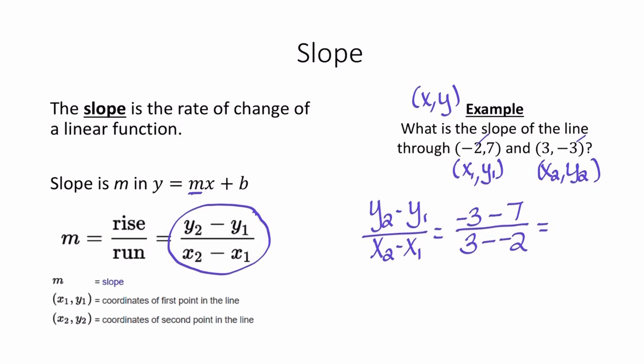So now let's simplify this. We have -3 minus 7, which is -10. In the denominator, we have 3 minus -2. Well, remember that minus and negative will become a plus. So this is -10 over 5. And we can simplify this. -10 over 5 equals -2. So m equals -2, and that is the slope.